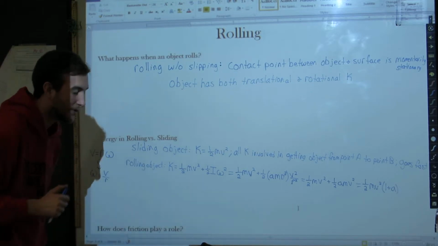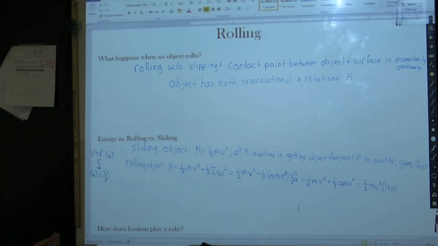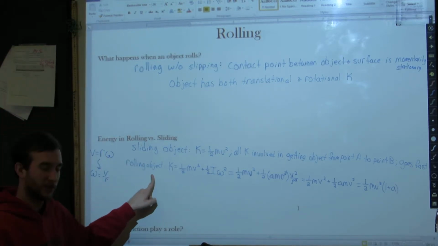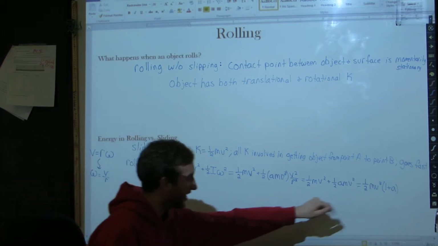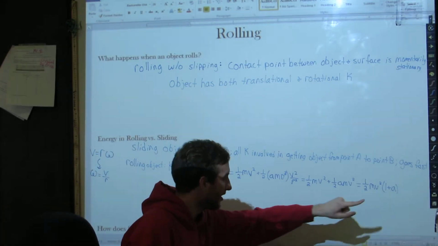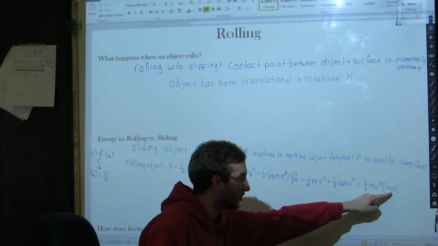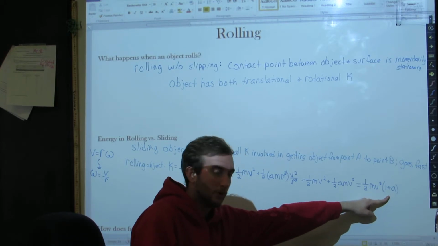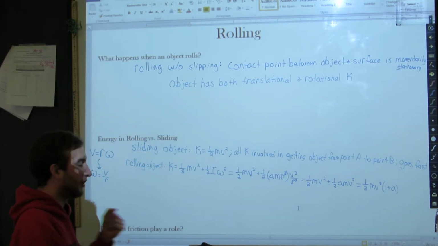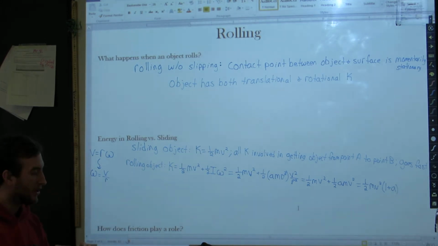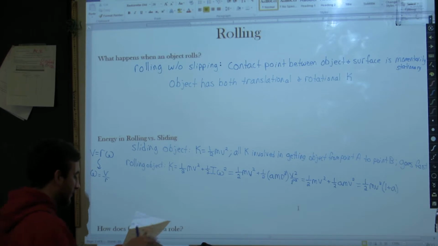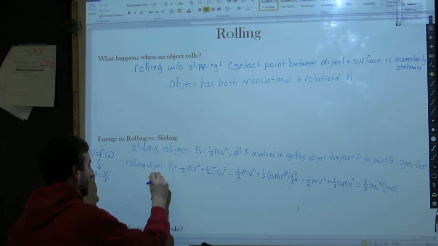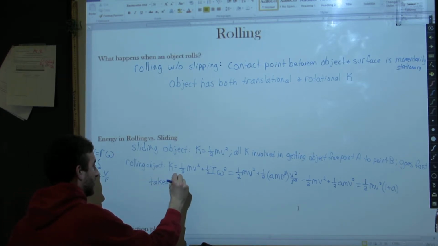What it means is if you have one object that's sliding and one object that's rolling, and they have the same linear speed, because the one that's rolling has this extra coefficient of a, which is always going to be positive, if they're moving at the same linear speed, the one that's rolling will automatically have more kinetic energy.